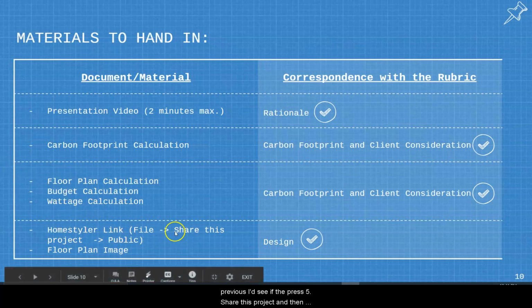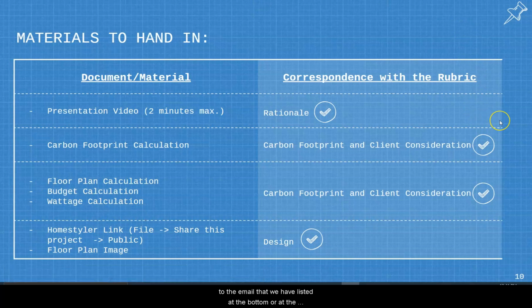So you have to press File, share this project, and then make it public in order for you to save it. Again, if you have any questions, please direct them to the email that we have listed at the bottom or at the end of this slide, as well as on challenge day. There are going to be TAs for you to ask questions directly.